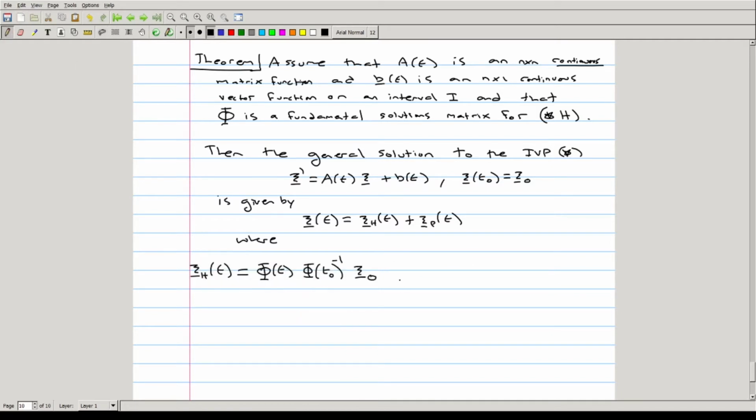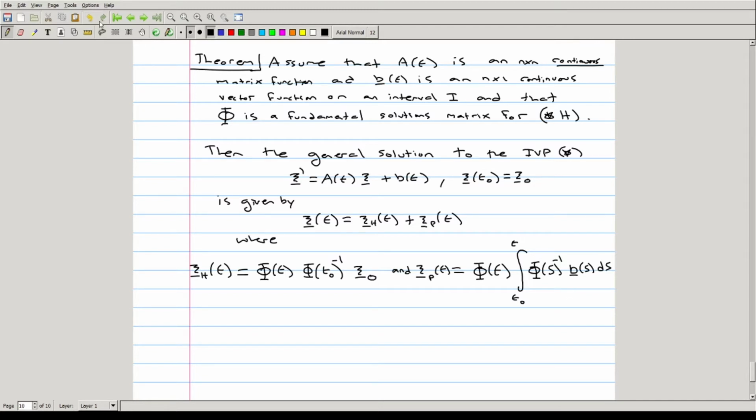and xi p of t, a particular solution, is the fundamental solution matrix phi of t times the integral from t naught to t of the inverse of the fundamental solution matrix at s times B of s ds.